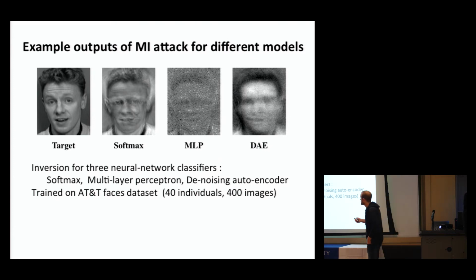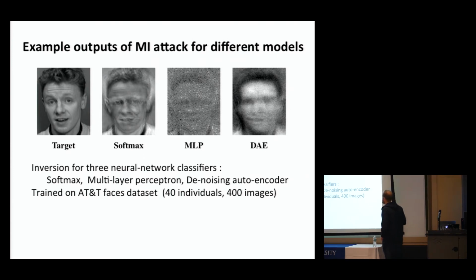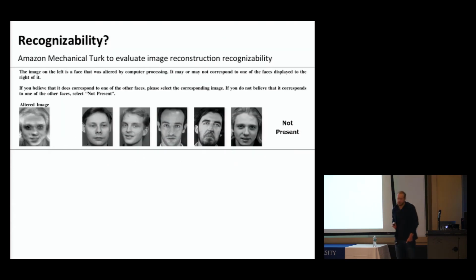So we wanted to know, for some of these, it's pretty clear that it's recognizable. It leaks a lot of information about a training set person. Other ones, it's not quite as clear. So we did this recognizability experiment on Amazon Mechanical Turk, in which we basically asked if people could re-identify members of the training set given this image that was output by the model inversion. So we just asked them to click on the person in the lineup that corresponds to the altered image, and we have a bunch of controls and stuff as well.